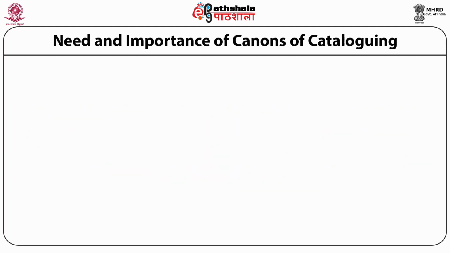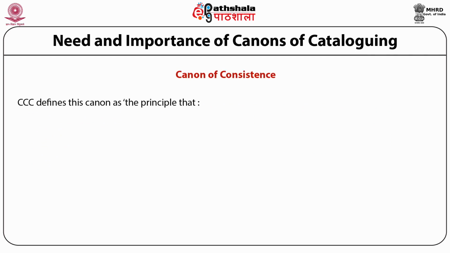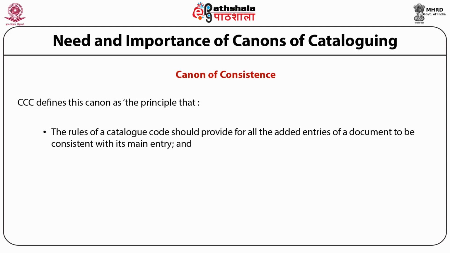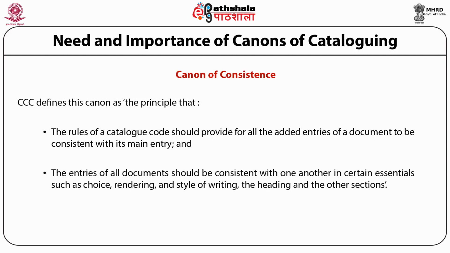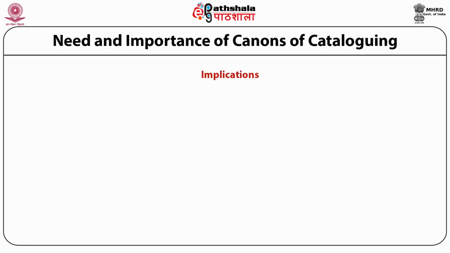The eighth canon, Canon of Consistency. CCC defines this canon as the principle that the rules of a catalog code should provide for all the added entries of a document to be consistent with its main entry, and the entries of all the documents should be consistent with one another in certain essentials such as choice, rendering, and style of writing, the heading, and the other sections. Implication of this canon.